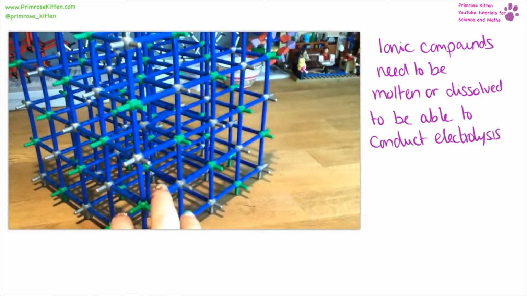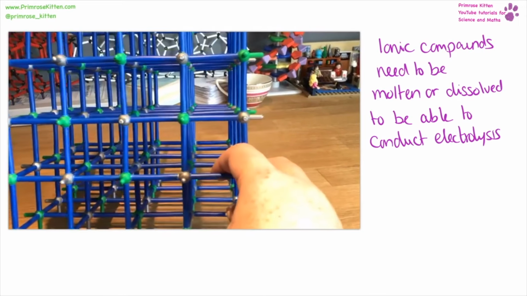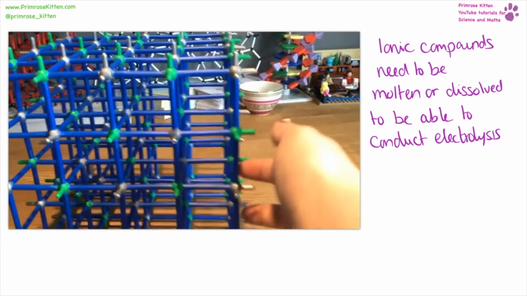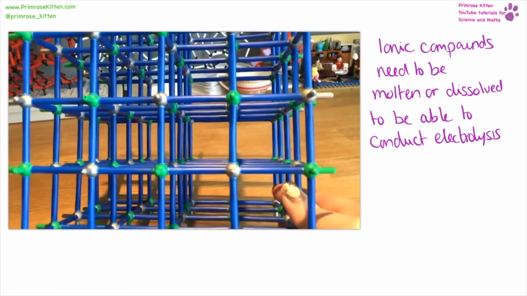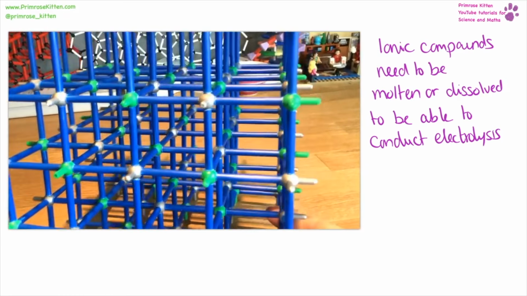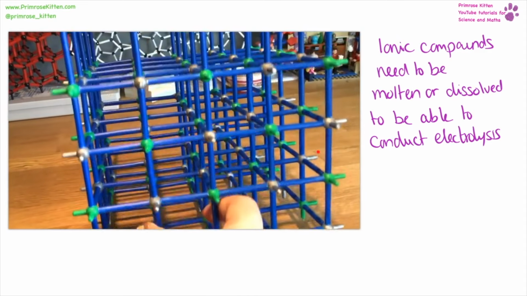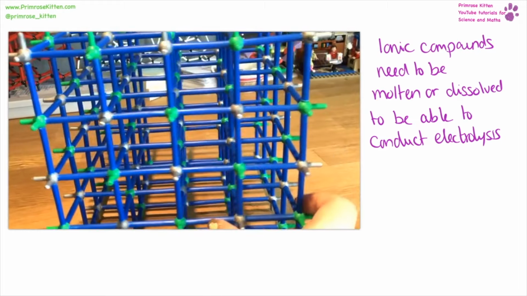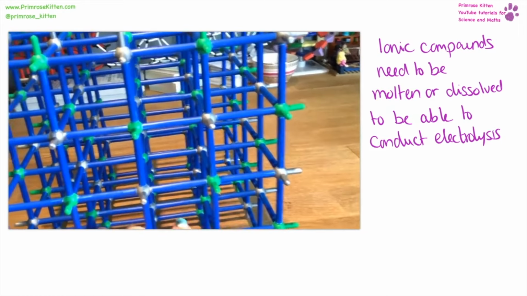Here we have sodium chloride. Now, ionic compounds have to be molten or dissolved to be able to conduct electricity, because when it's in its solid state you can see that this sodium and these chlorines are not going anywhere. They're very, very fixed. However, in a liquid or a molten or a dissolved state, when these ions are free to move around, that is when they're going to be conducting electricity, and that's when you can do electrolysis.